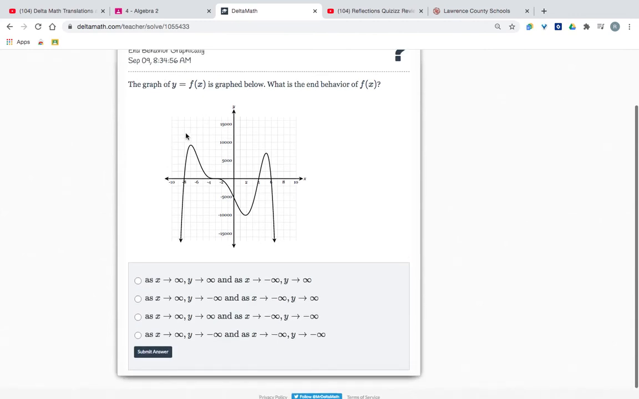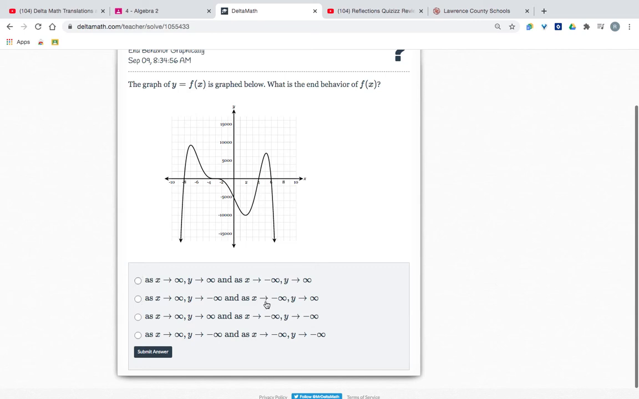Now it says, you don't even have to really read all this stuff. But anyway, the graph of y equals f of x is graphed below. What is the end behavior of f of x? So now, if you're looking at this one, as the graph goes left, it's going down. As the graph goes right, it's going down.